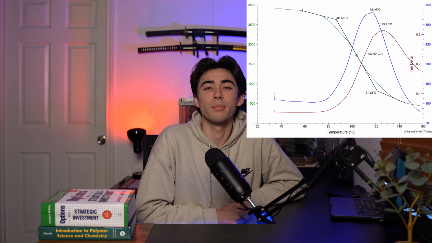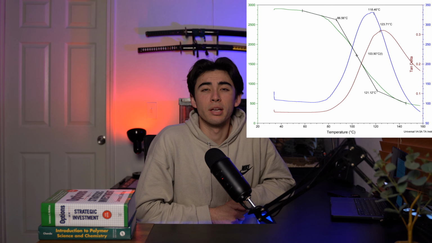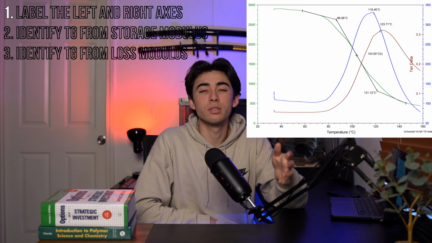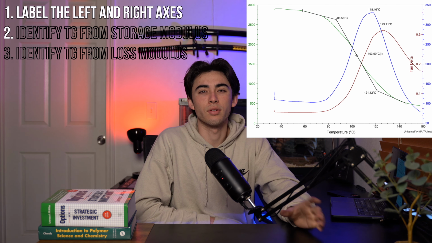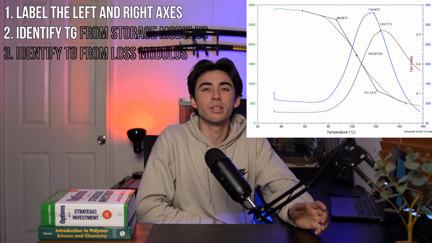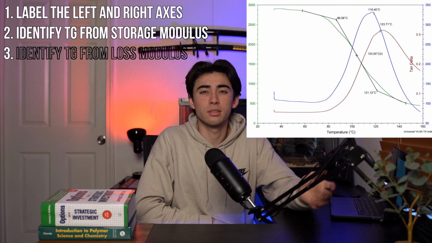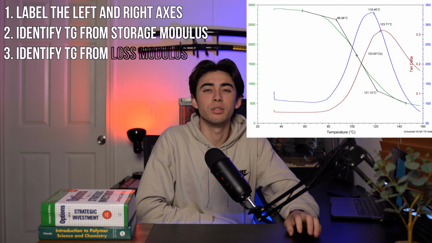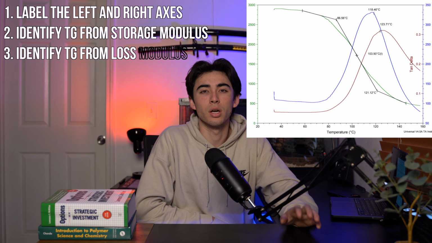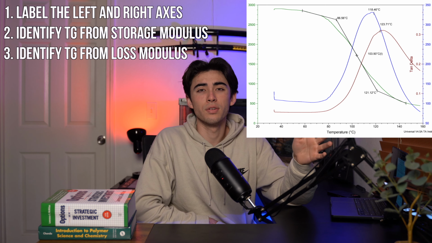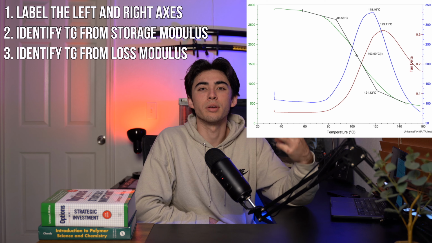Here's a graph of polyethylene terephthalate as run in the DMA. The left and right axes are blanked out and are for you to fill in. First, label the left and right axes of the graph. Next, identify the glass transition temperature using the step change for the storage modulus. Lastly, determine the glass transition temperature using the absolute maximum of the loss modulus. Pause this video if you need more time to answer these 3 questions.